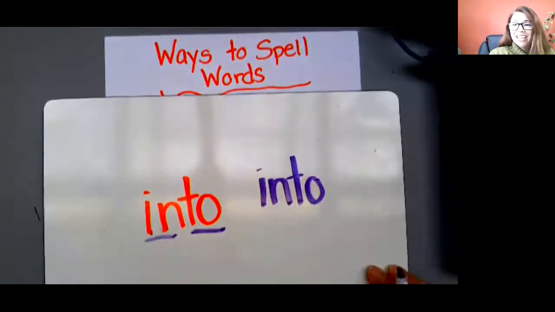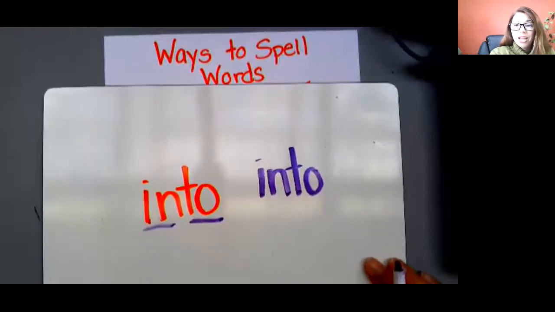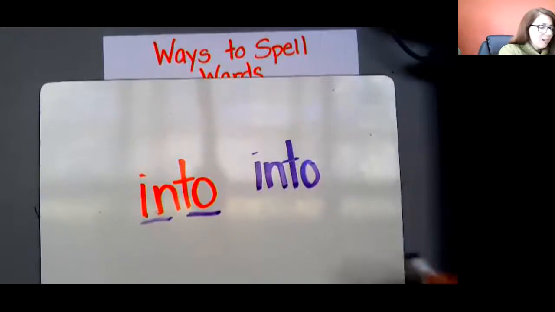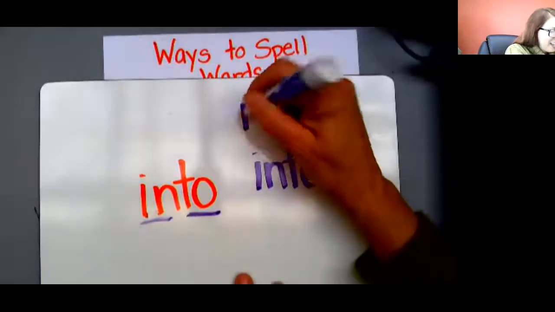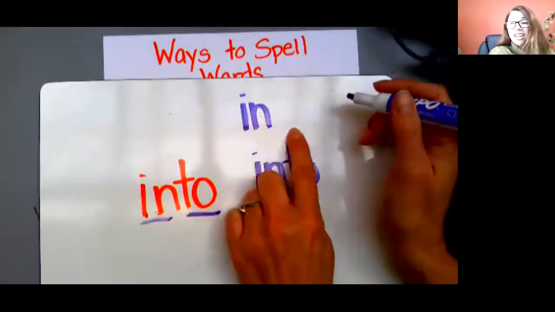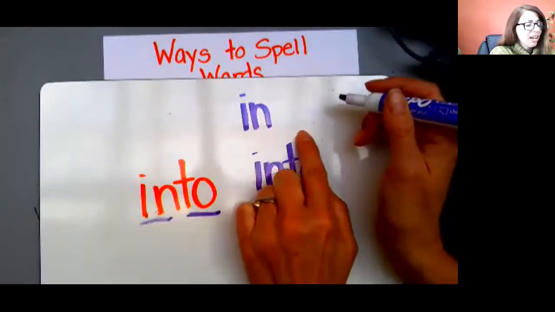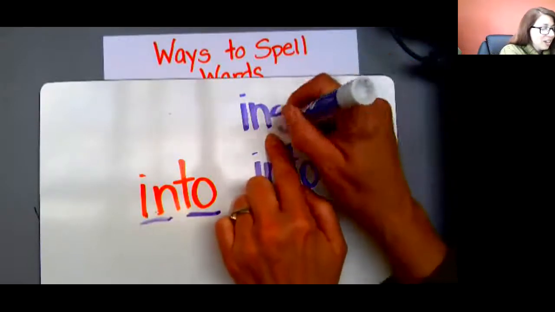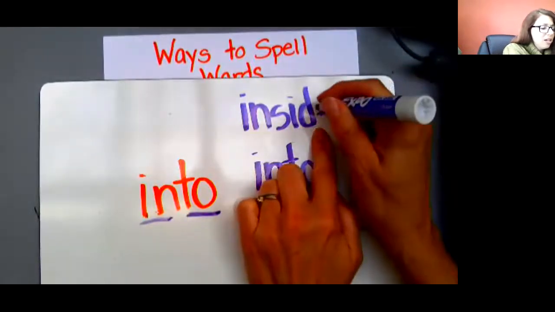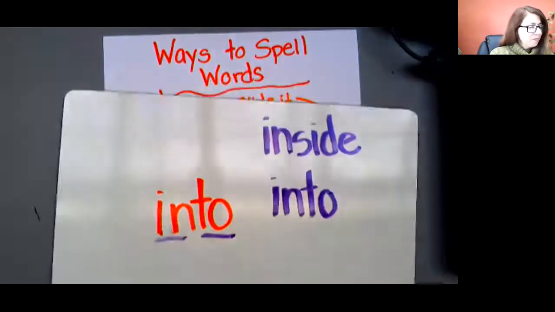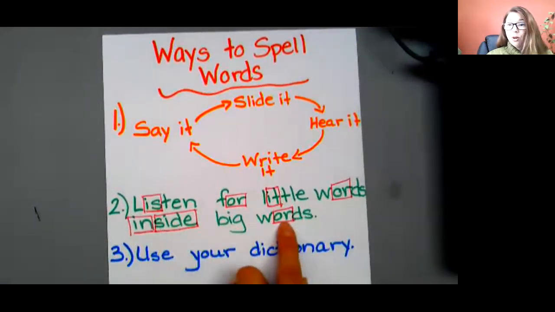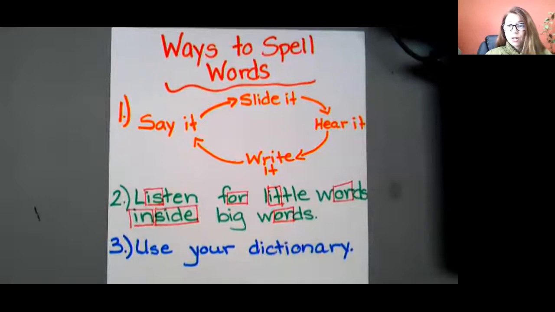Let's try inside. I went inside my house. Inside. Let's say the word inside. I hear a word chunk. I hear a little word inside of the word inside. I hear the word in. Now I'm going to put my finger under it and see if I hear any other tiny words. Inside. I hear the word side. Side. And I know that this says insid. I'm going to add my magic E to make the word say inside. Listening for little words inside of big words can help you spell words in your stories.